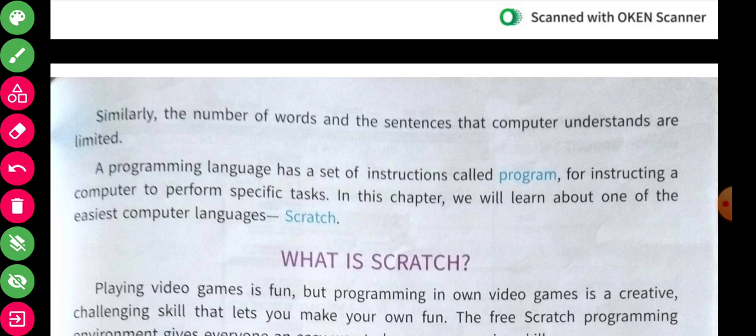In this chapter we will learn about one of the easiest computer languages, that means Scratch. Scratch is a computer language. So in the next video we will learn it.